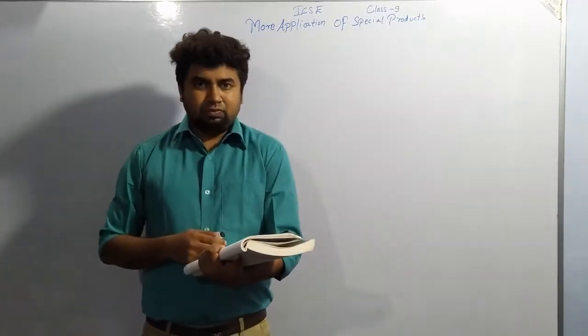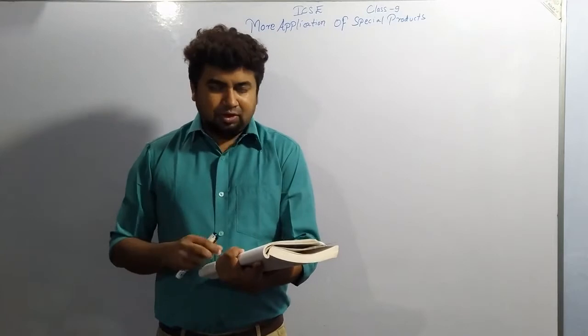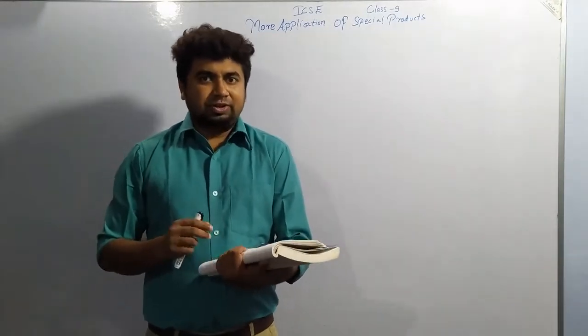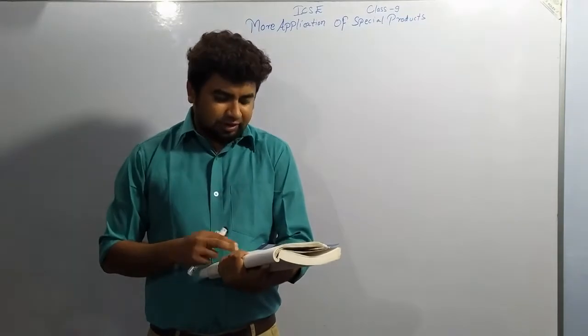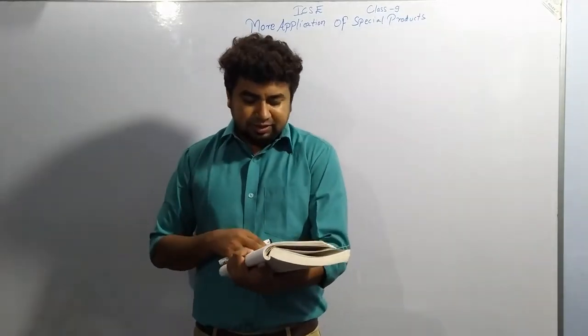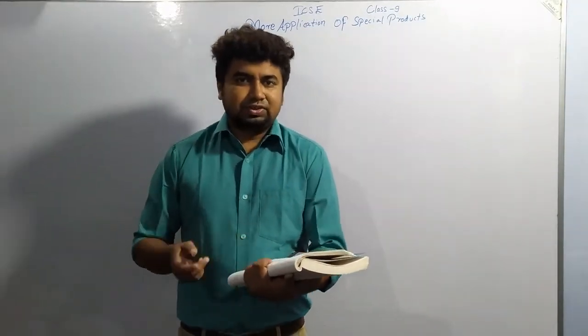Students, so once again we are going to start with question number 30 of exercise 3B 3.2. So I hope you have completed up to question number 29. Now we'll be looking at question number 30, and it is given that x is equal to 5 minus 2 root 6.